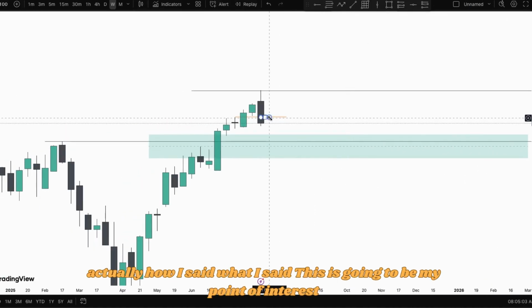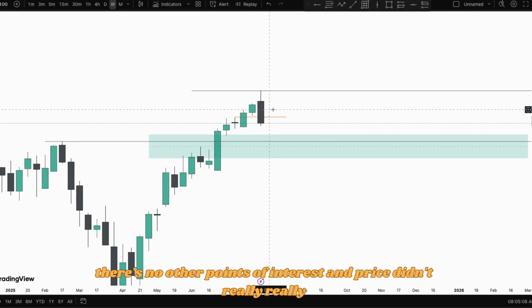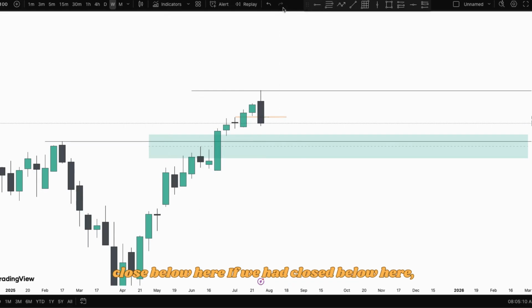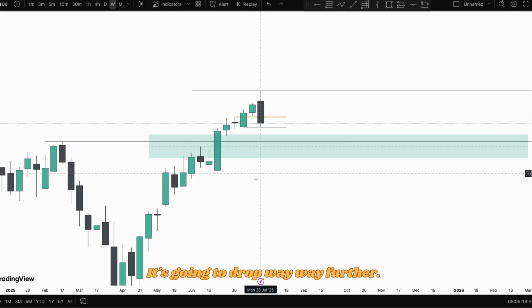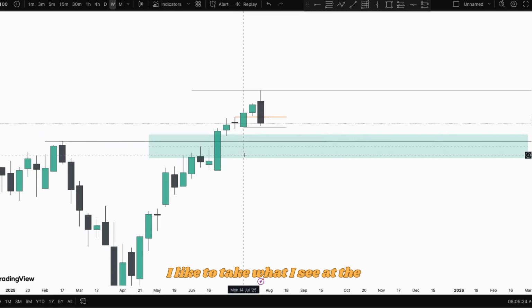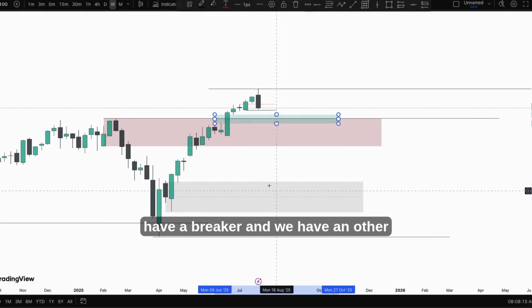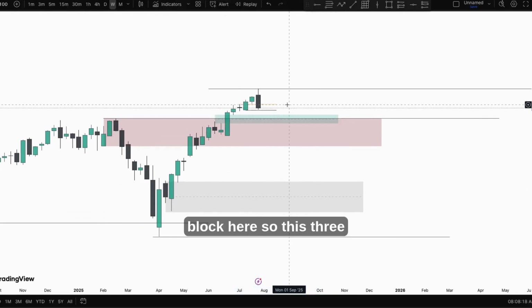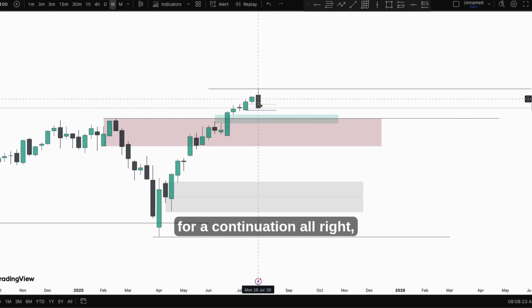So actually, this is going to be my point of interest, because if price continues going lower, there are no other points of interest, and price didn't really close below here. If we had closed below here, then I'd be like, okay, price is going to drop way further, maybe even get to here. I don't know, but as I said, I like to take what I see at the moment. If you look here right now, you will also see that we have a breaker and an order block here. So these 3 levels are the levels I'll be looking at for a continuation.